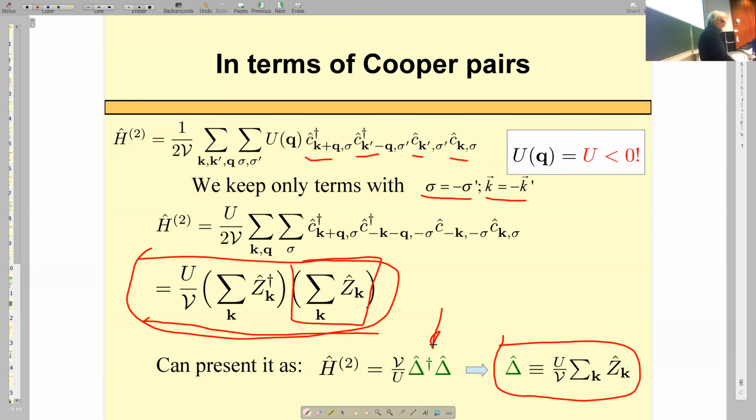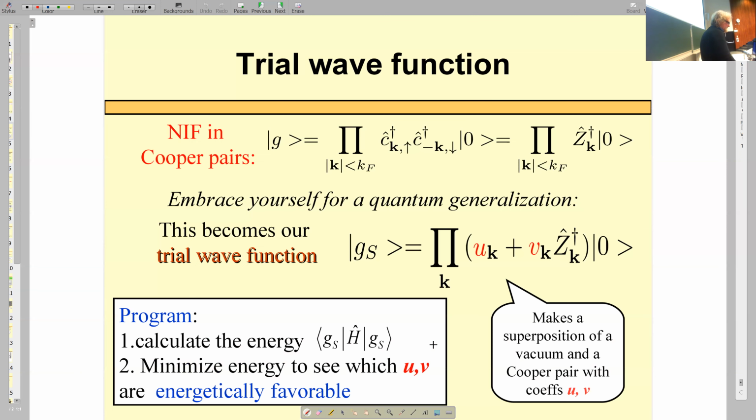Good. Now let us make a constructive assumption. Let us invent a trial wave function. Again, we would not be able to solve the problem exactly, even with the approximation which we did. What we can do is to take a wave function which you can treat, which you can understand, and we'll try to minimize its energy.